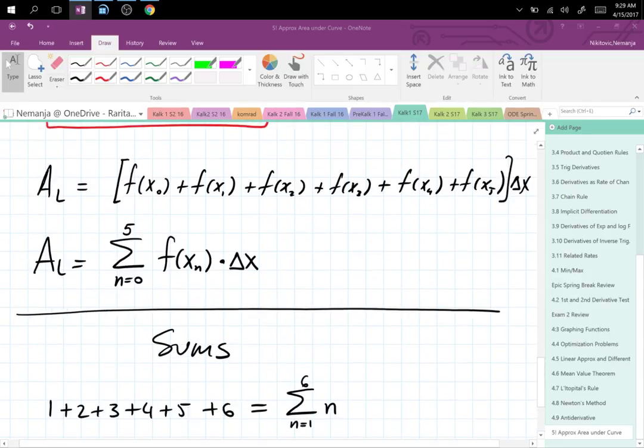So now, if you go back to our example, when you hopefully understand sums, you see that I will be using the square root of 1, square root of 2, square root of 3, square root of 4, square root of 5, square root of 6, right? Square root of 7. So I can apply, and then times delta x, right?